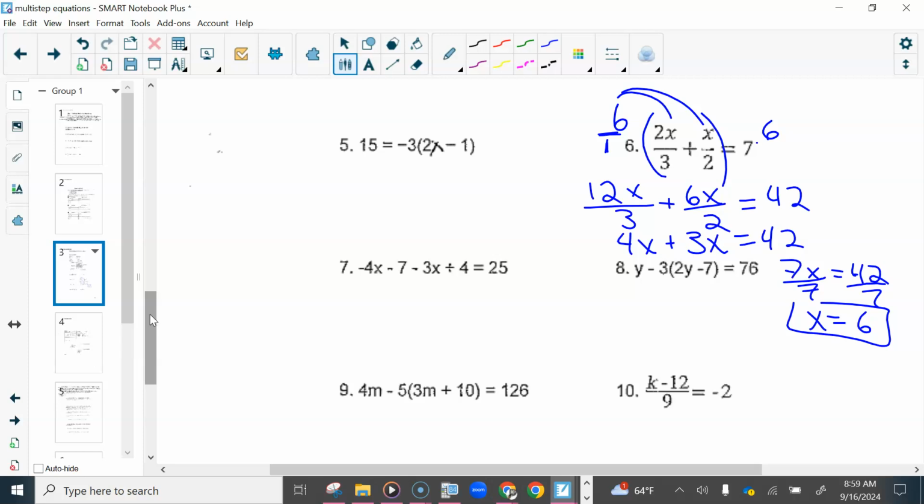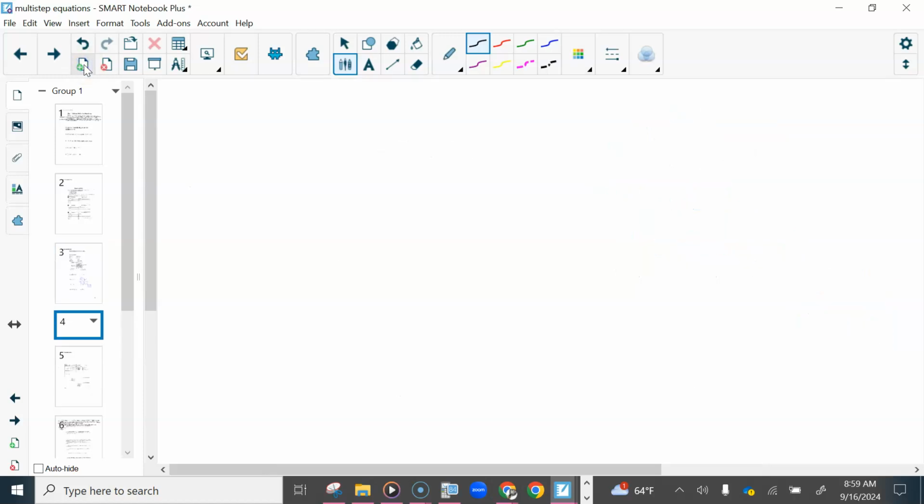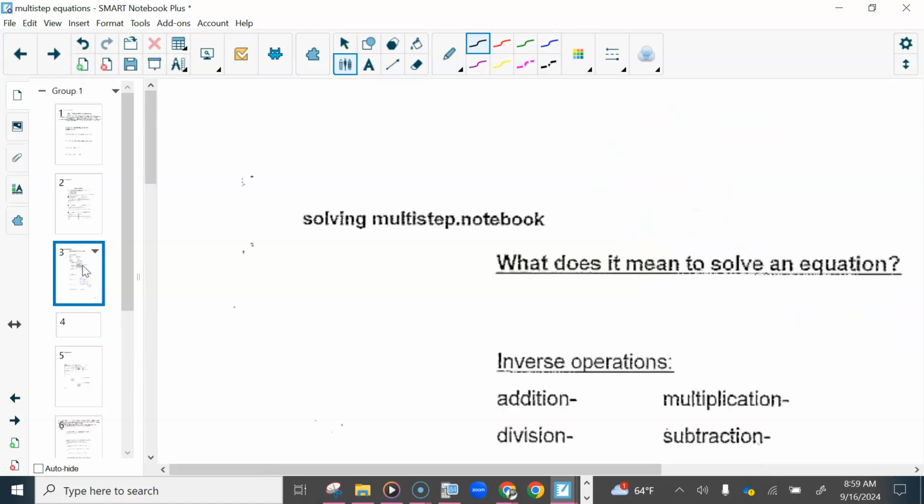6 times 7. Unless I did math wrong, which happens. Okay. I'm going to do this off to the side, just where I have space. Actually, I'm going to just rewrite it. 2x.